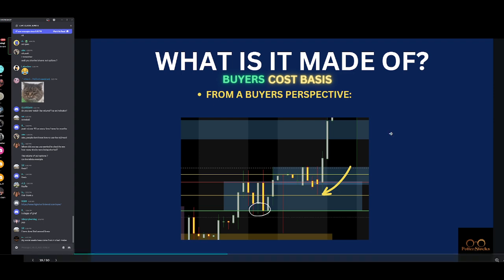So from a buyer's perspective, this is where that snowball effect is still in play, and why we still look for empty space. Because if we can acknowledge that boxes and imbalances are the only place that volume is held, then empty space is the only place that price can move fluidly.